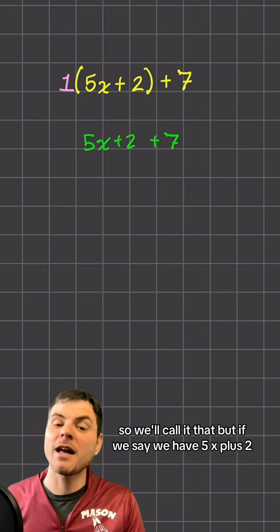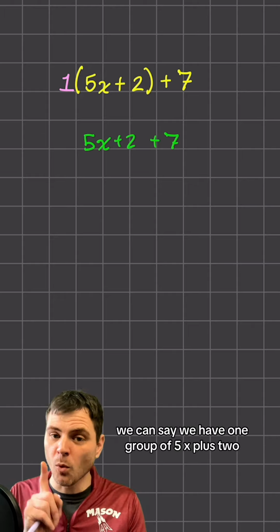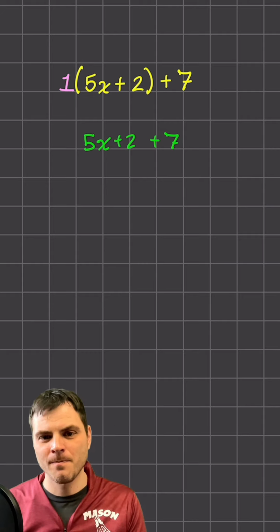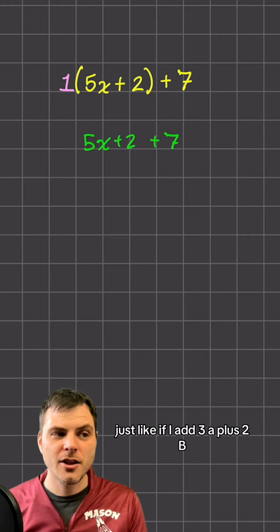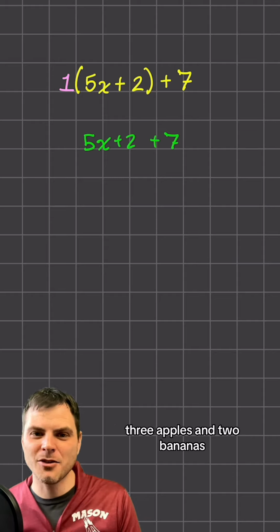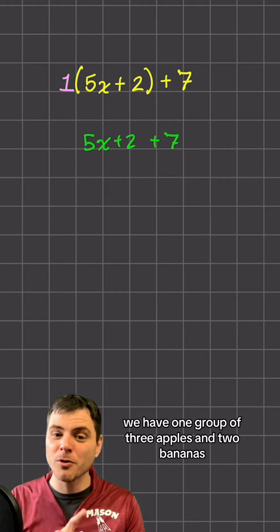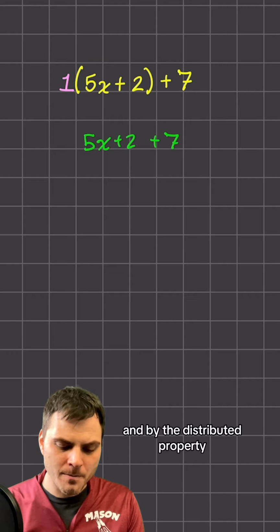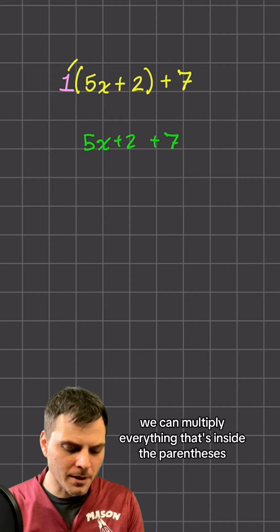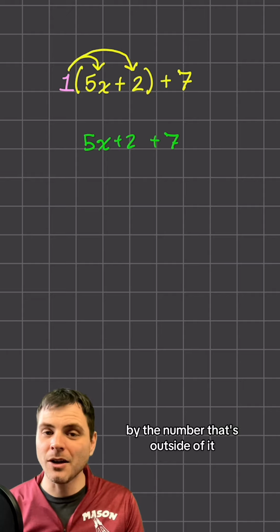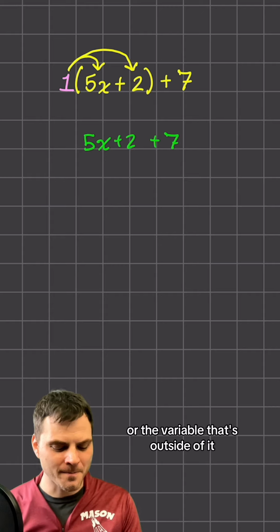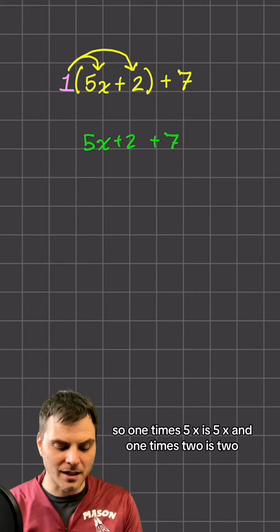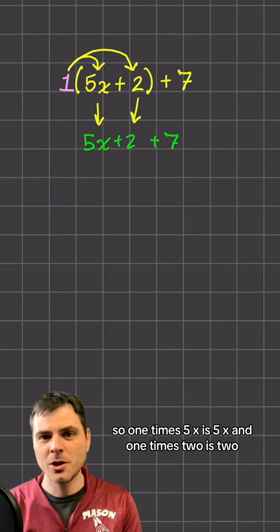If we say we have 5x plus 2, we can say we have one group of 5x plus 2. Just like if I add 3a plus 2b, 3 apples and 2 bananas, we have one group of 3 apples and 2 bananas. By the distributive property, we can multiply everything inside the parentheses by the number or the variable that's outside of it. So 1 times 5x is 5x, and 1 times 2 is 2.